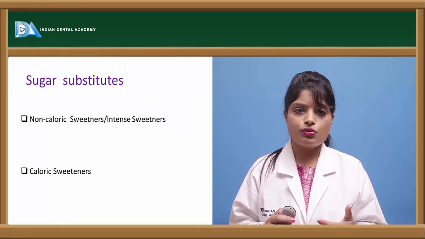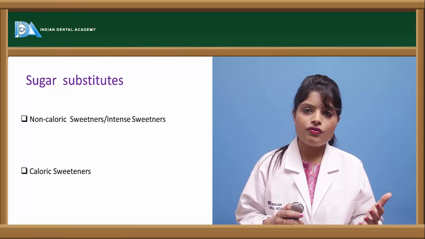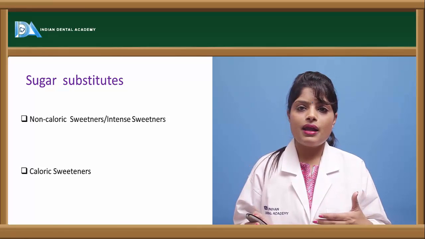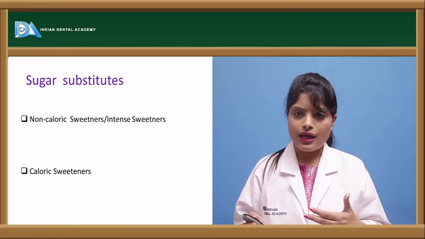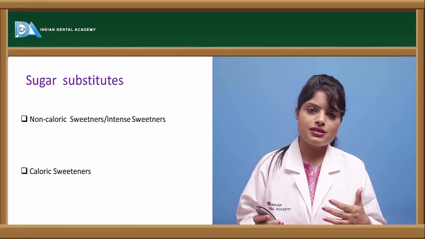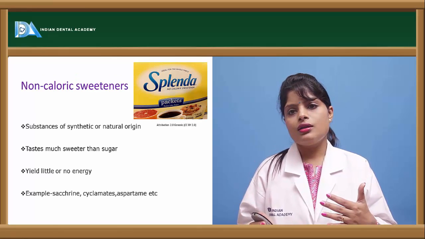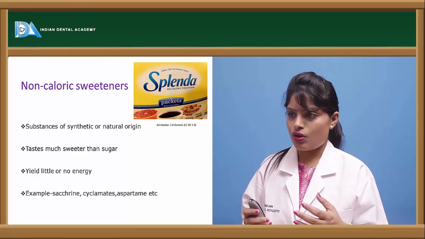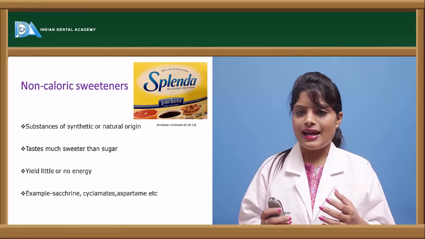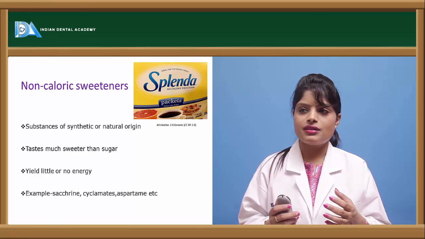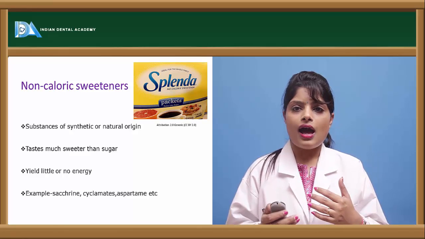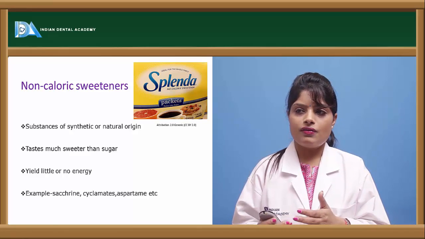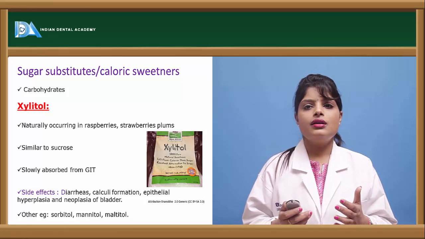Now, what are the sugar substitutes? The sugar substitute can either be non-calorific or calorific. The calorific sugar substitutes basically supply more calories, and non-calorific substitutes are used in the case of obesity or in diet planning. Such non-calorific sweeteners yield little or no energy at all, and they are saccharin, cyclamates, and aspartame. These are substitutes for naturally occurring sugar, and they are either natural or synthetic derivatives. They taste much sweeter than sugar.